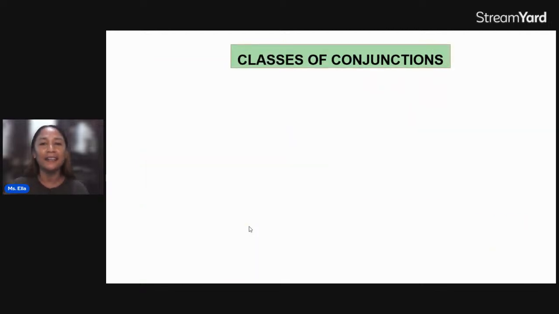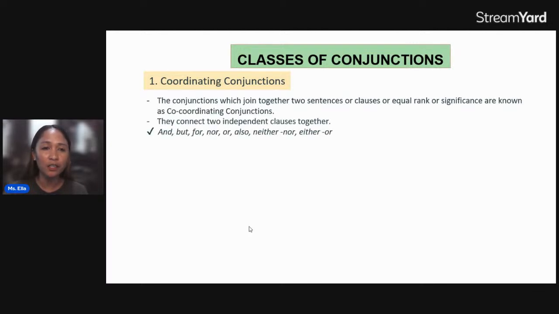Now let's talk about classes of conjunctions. There are two: coordinating and subordinating conjunctions. First, coordinating conjunctions. These conjunctions join together two sentences or clauses of equal rank or significance, and they connect two independent clauses together. Again, coordinating conjunctions connect two independent clauses. For example, and, but, for, nor, or, also, neither...nor, either...or.